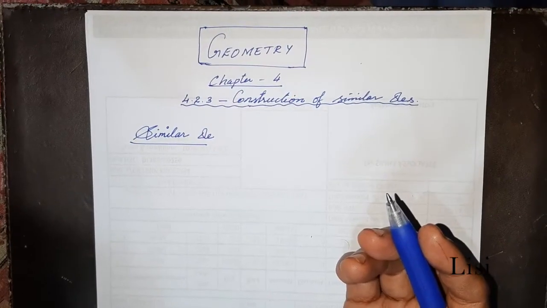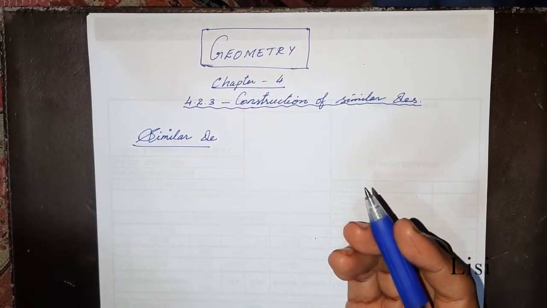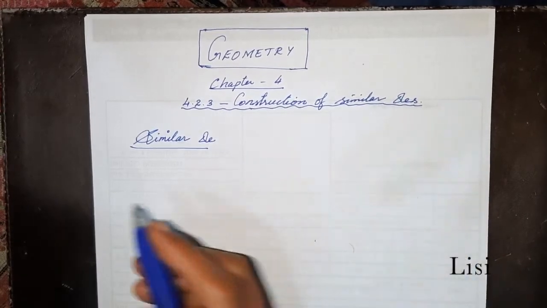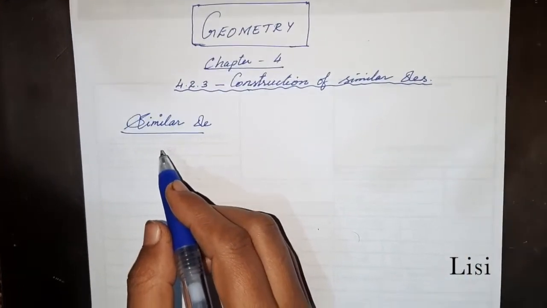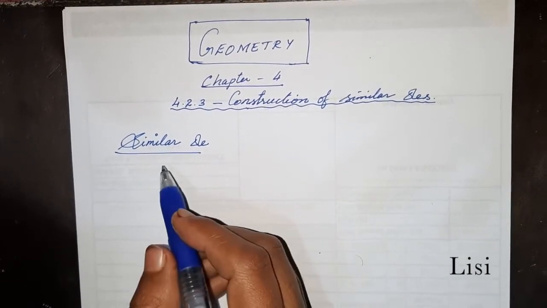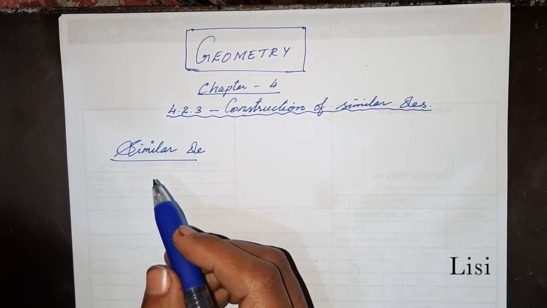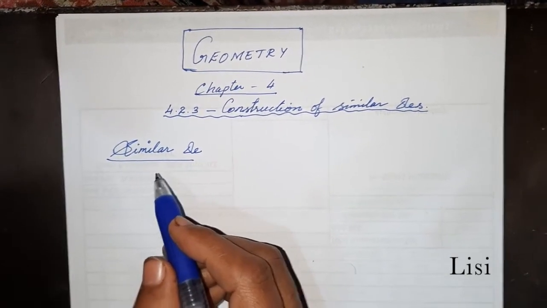Today we'll see the fourth chapter, geometry. We are going to construct similar triangles. What is a similar triangle? Similar triangle means the two triangles are similar. That is, two triangles look the same. Then we say it is a similar triangle.